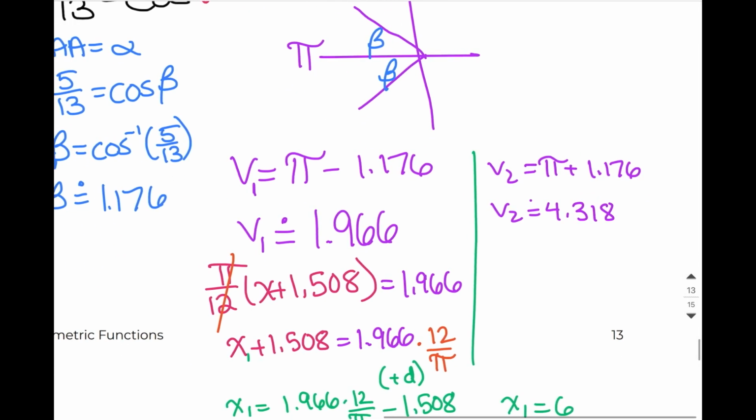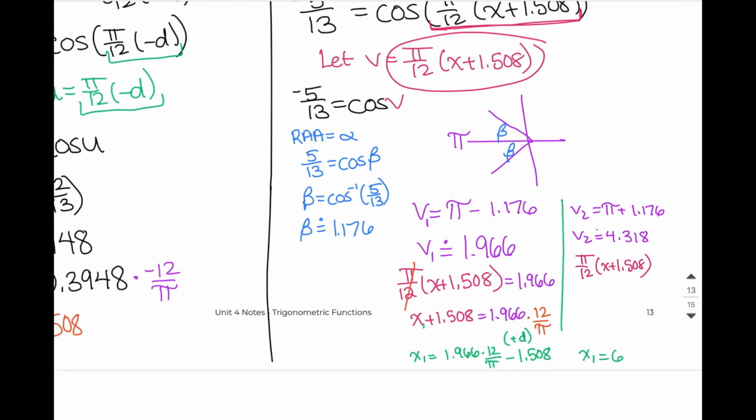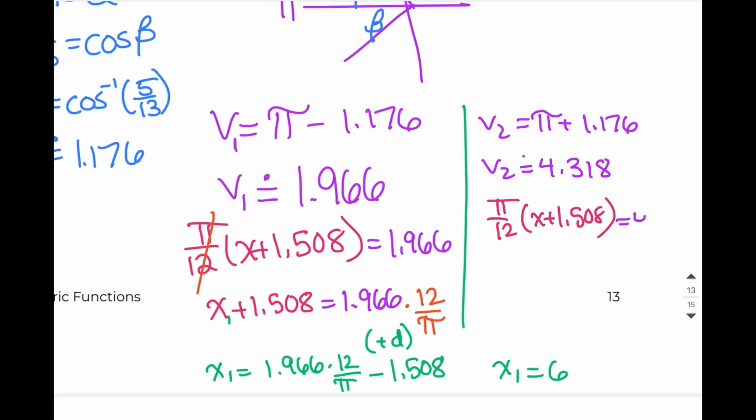But just like we did before, we're going to set this equal to pi over 12 times x plus 1.508, because again, that's what v is. And then I'm going to say this is equal to 4.318. Now, you can go through and just write down this final answer right here. Once you've done it once, you don't have to do it again, but I'm going to do it again just for the sake of understanding what's going on right here.